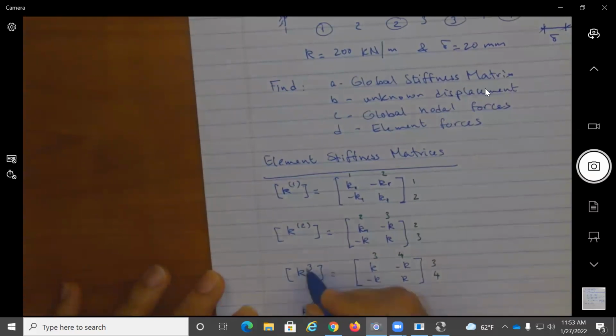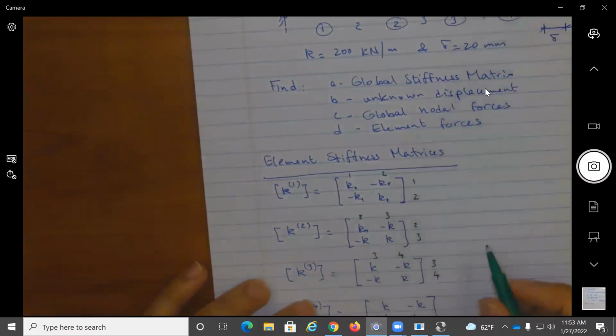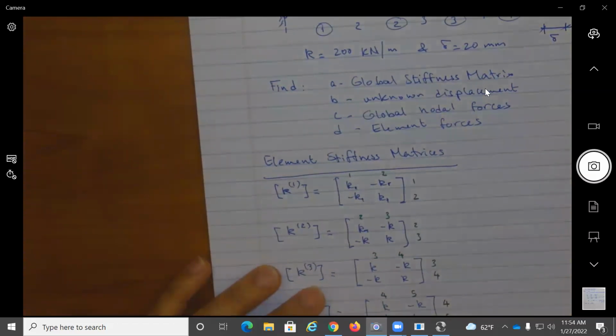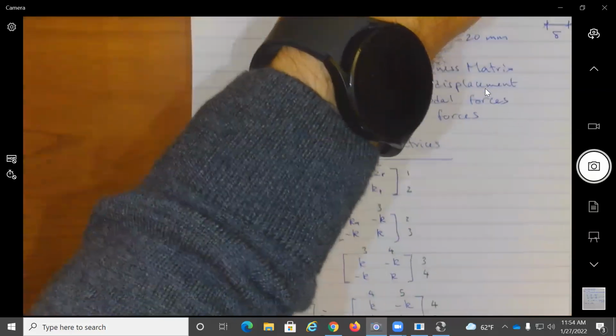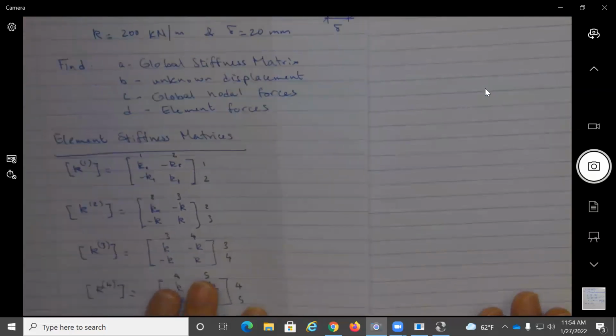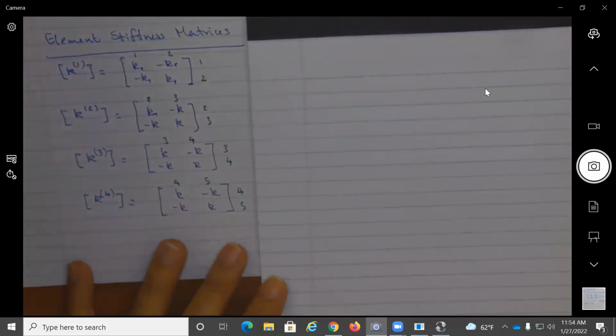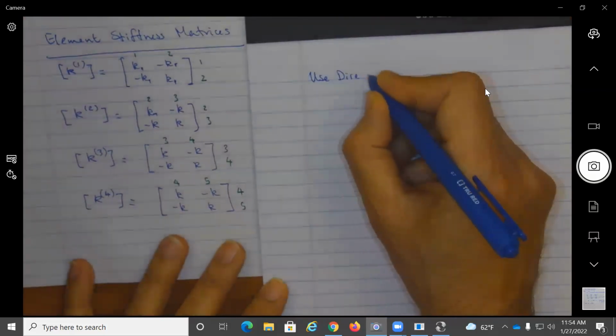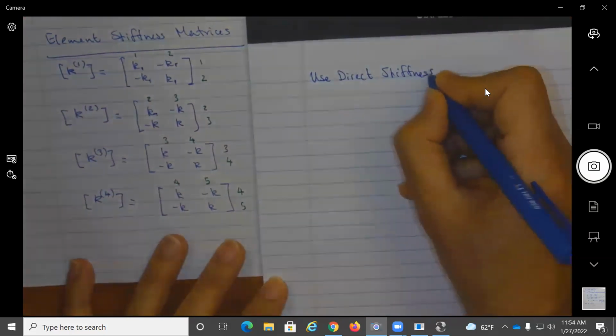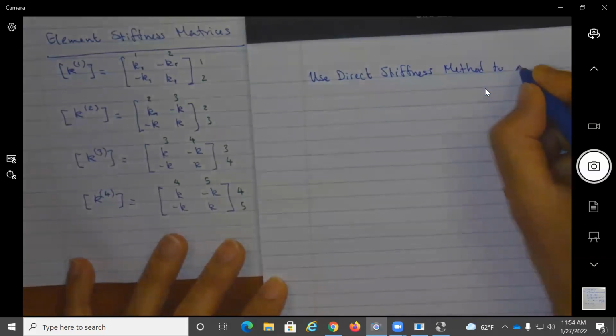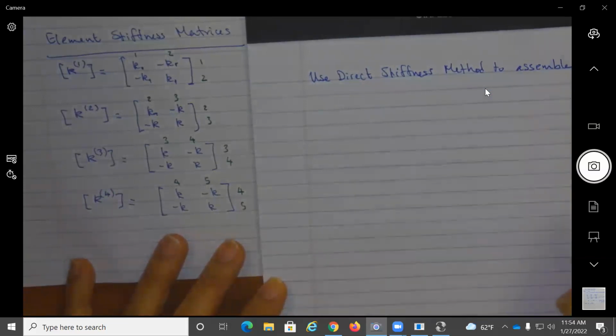And finally, K for 4. K, minus K, minus K and K. And it extends from 4 to 5. So I'm going to go from 4 to 5, 4 to 5. And we want to apply the direct stiffness method to assemble K. So we're going to use the direct stiffness method to assemble the global stiffness matrix K.